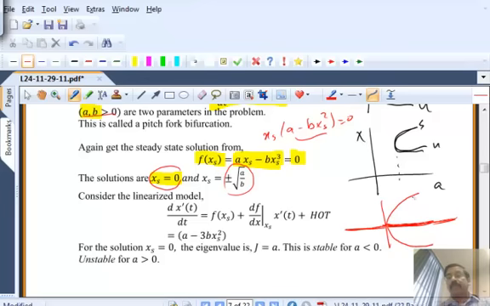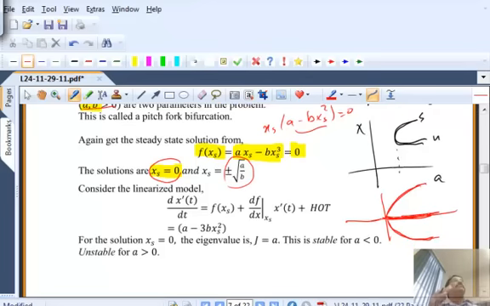Okay, and we need to determine the stability of this branch, stability of that branch, and these two branches. So below a certain critical value, there is only one solution. Above a certain critical value, there are three solutions. And how does the stability change? To answer the stability question, we need to linearize the dynamical equation, which we do as before. dx prime/dt equals f of xs plus df/dx at xs multiplied by x prime. Higher order terms we are going to drop out.